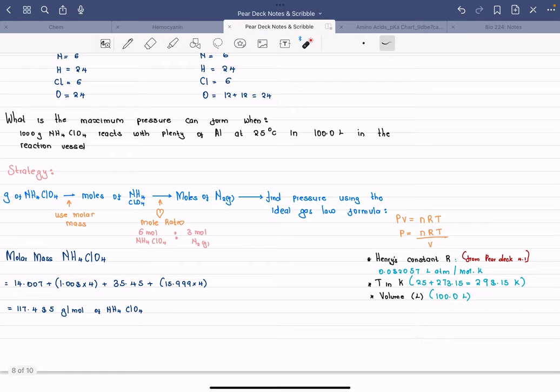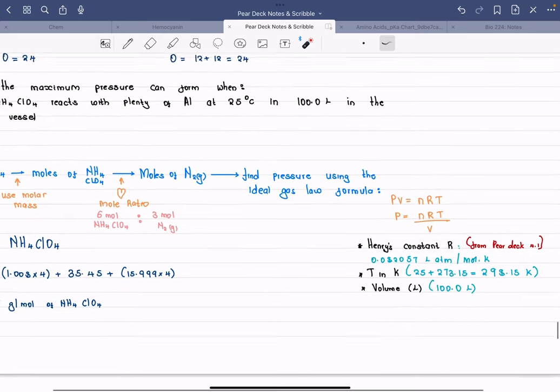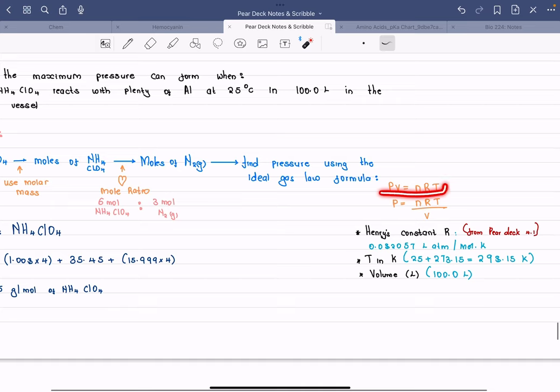And then I am going to find the pressure, and I'm going to use the ideal gas law formula to do that. So the ideal gas law is pressure times volume, which equals the number of moles times the constant times the temperature. But we just want pressure, right? So I isolated the pressure by dividing both sides by volume, and I am gonna find pressure by multiplying the number of moles times the constant and the temperature, and then divide all that by the volume.